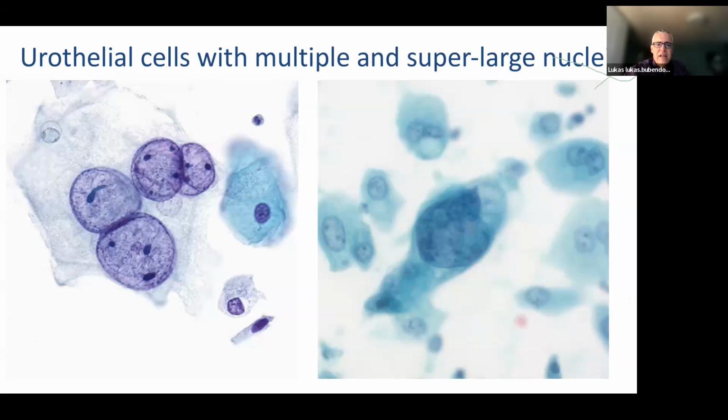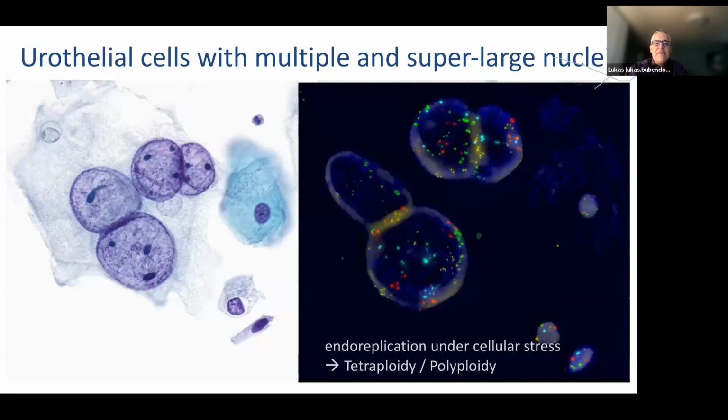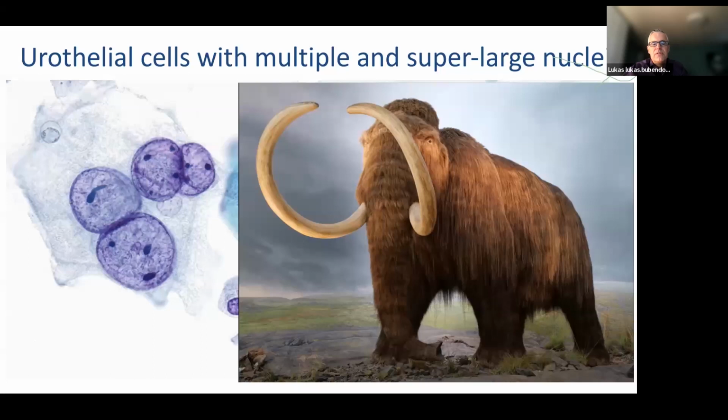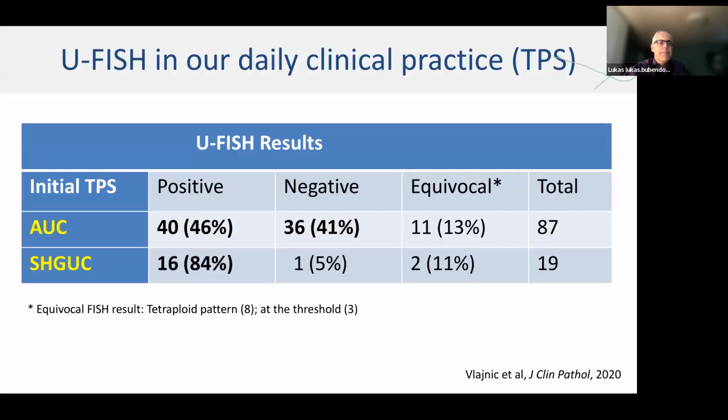And if you do a FISH analysis on those, it looks like this. These cells are under stress because of the urine and the reactive conditions in the bladder. They do an endoreplication, they duplicate or triplicate the genome, and you see these clouds of signals. But this is not positive. A person having no idea about cytology will call those cells positive, but we call them negative. It's just polyploid or tetraploid reactive cells. It looks scary, but it's quite harmless.